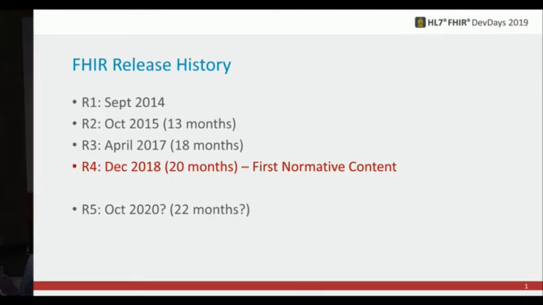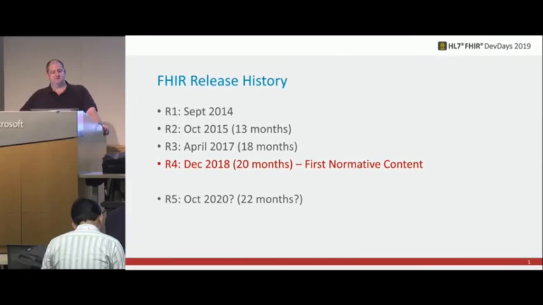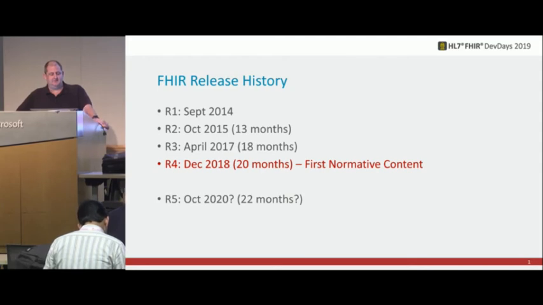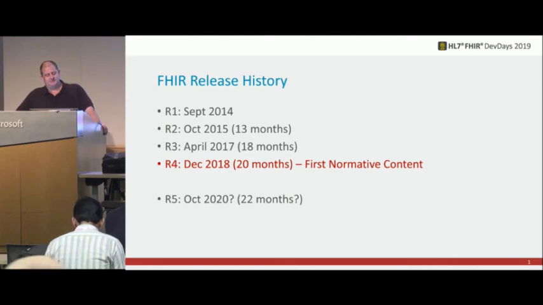The standard itself, which is the written trail of what we decided, we released release 1 in September 2014, then release 2, release 3 and release 4 on a gradually extending timescale as the scope of the work that we're taking on increased. Release 4, which we published in December last year, had our first normative content.